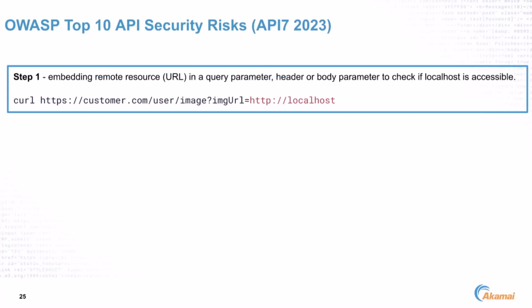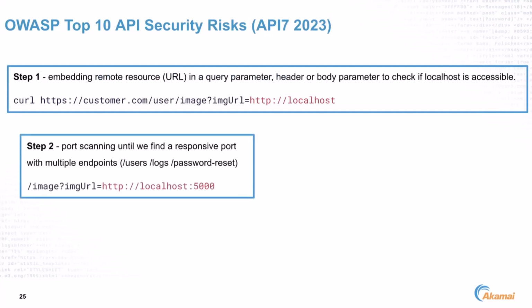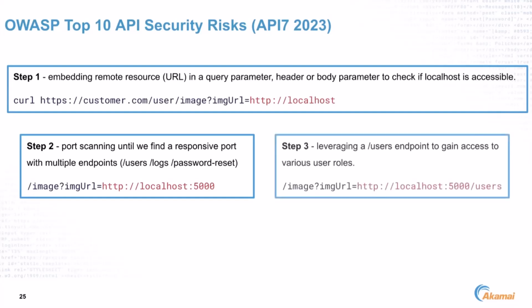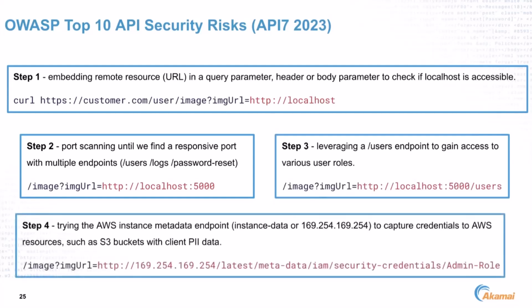Here is a typical SSRF attacker flow. First, they try to embed a remote resource, the URL, into a query parameter, header, or body parameter to check if localhost is accessible. Then they perform port scanning to find a responsive port sharing various API endpoints. Third, leveraging one of those found endpoints, such as the /users endpoint, the attacker gains access to various user roles, like admin. In the last step, attackers try to gain access to the AWS metadata endpoint to capture credentials to AWS resources, such as S3 buckets with sensitive information.